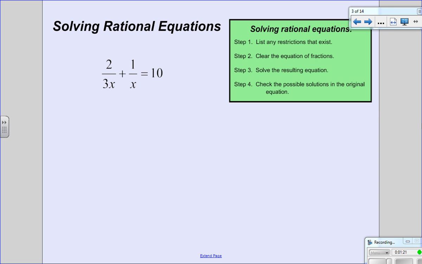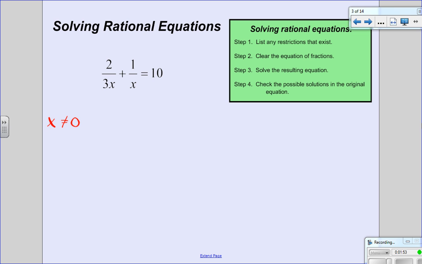Our first rational equation, 2 over 3x plus 1 over x equals 10. The first thing we want to do is list any restrictions. We look at our denominators and we have x in both of our denominators. If you had plugged a 0 in for x, that would make those denominators equal to 0. So that means that 0 is a restriction. So 0 cannot be one of our solutions. Let's go in and solve this equation now.